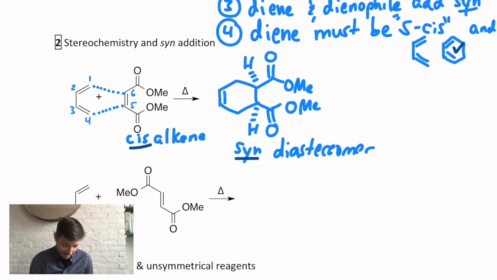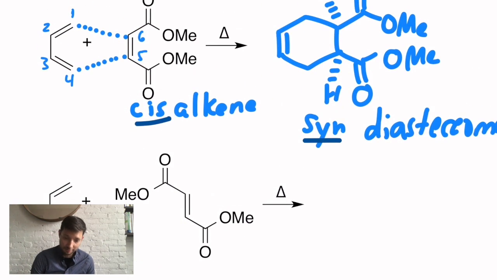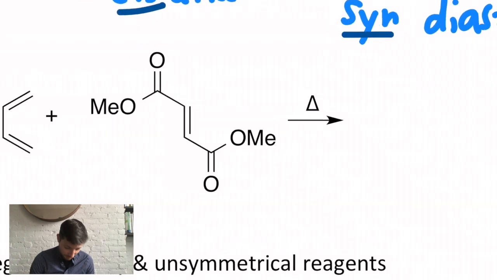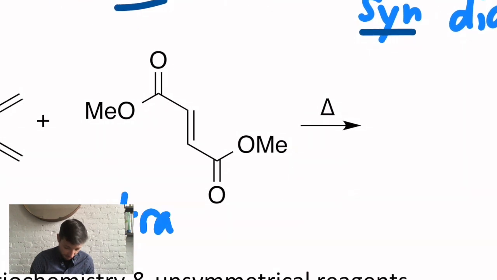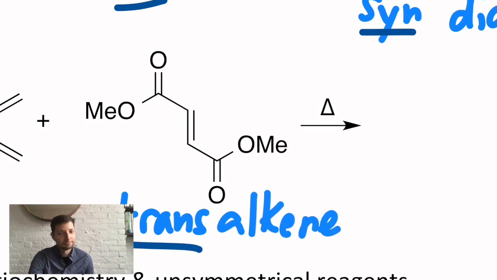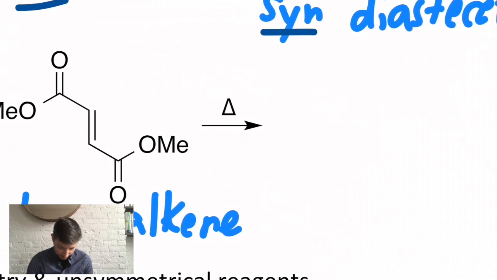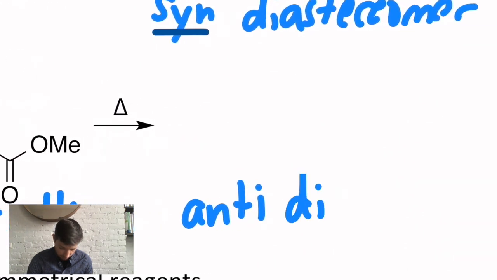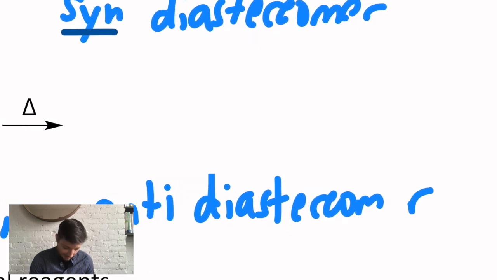So let's say instead of a cis alkene, I start with a trans alkene. Let me just label that. This is the trans alkene. And guess what you're going to get? You're going to get the anti-diastereomer. So what does that look like?